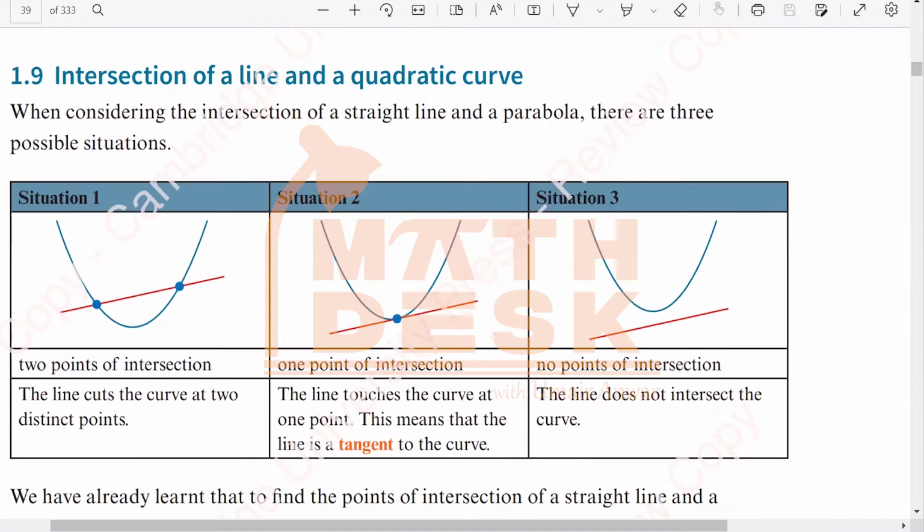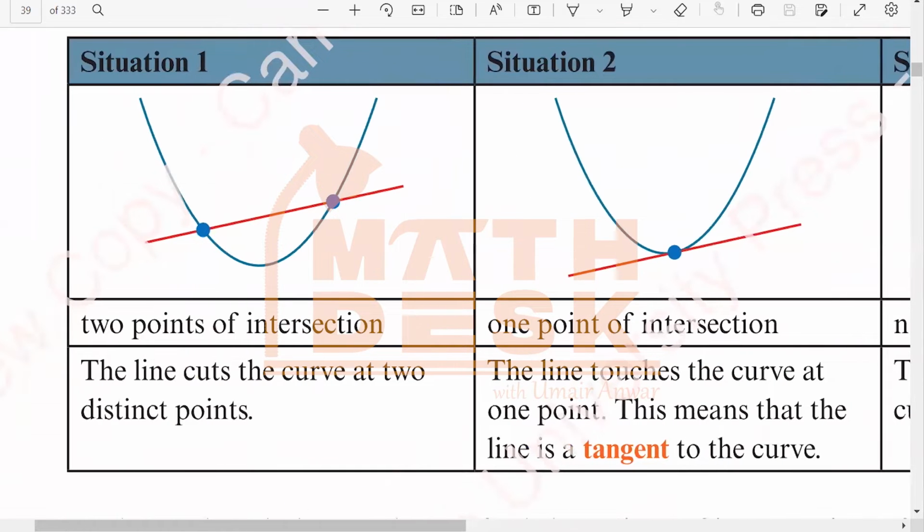The first situation could be that the line cuts the parabola at two different points. So it means that there would be 2 points of intersection, distinct points of intersection.